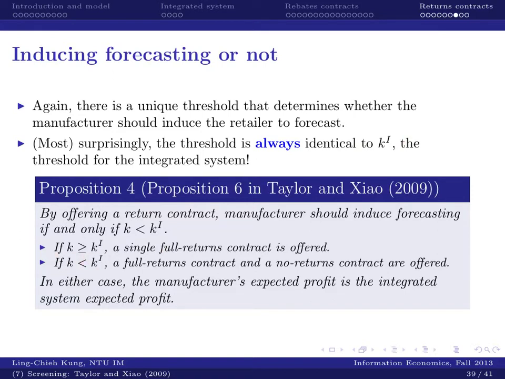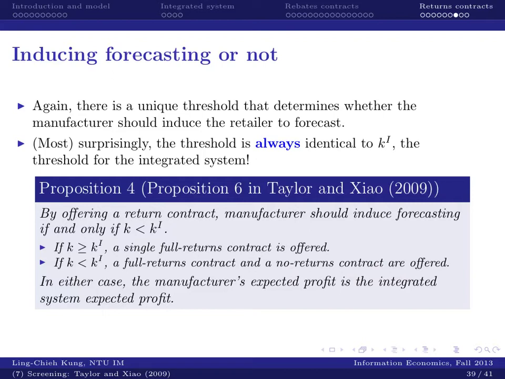So if K is greater or equal to Ki, we offer a single full returns contract and induce no forecasting. When K is small enough, we induce forecasting by two contracts. In particular, I did not write down the mathematical notations for the contracts, but essentially we will offer a full return and a no return contract to induce forecasting.